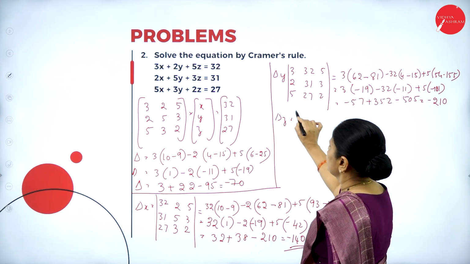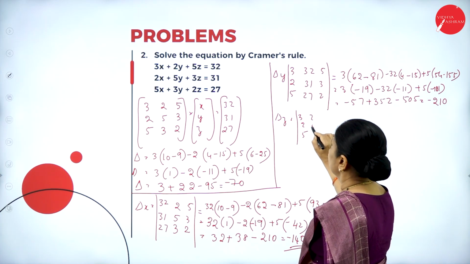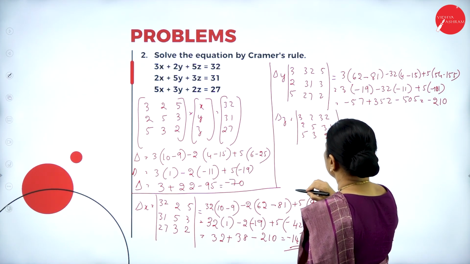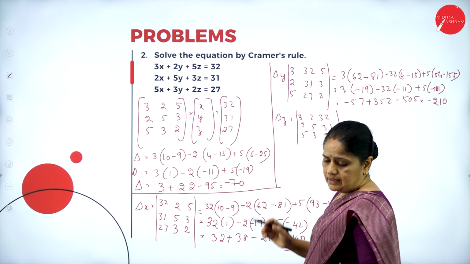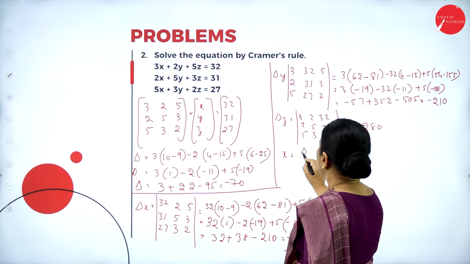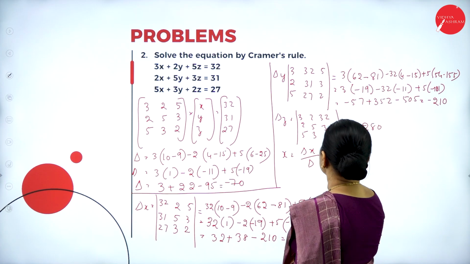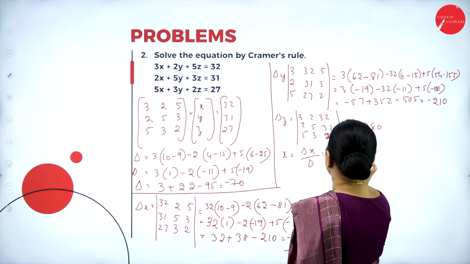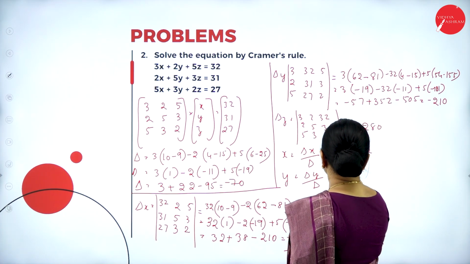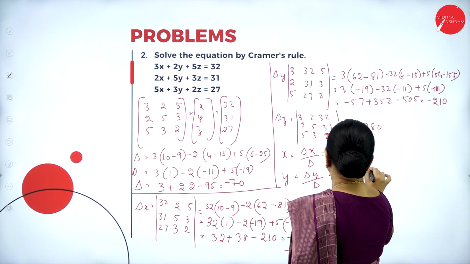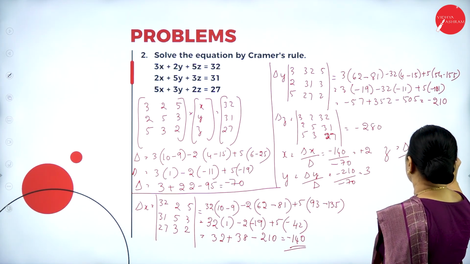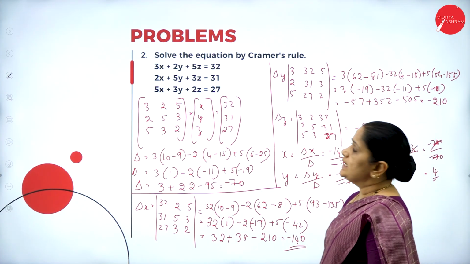Now delta z will be 3, 2, 5, 2, 5, 3, 32, 31, 27. So when we simplify the answer, I'll have to do it in the same method. I get the answer as minus 280. Now the value of x will be delta x by delta. So what is delta x? Minus 140. The value of delta is minus 70, that is plus 2. Then y will be delta y by delta, that is minus 210 by minus 70, that is 3. And the z will be delta z by delta, minus 280 by minus 70. It will be 4. So 2, 3 and 4 are the answer.